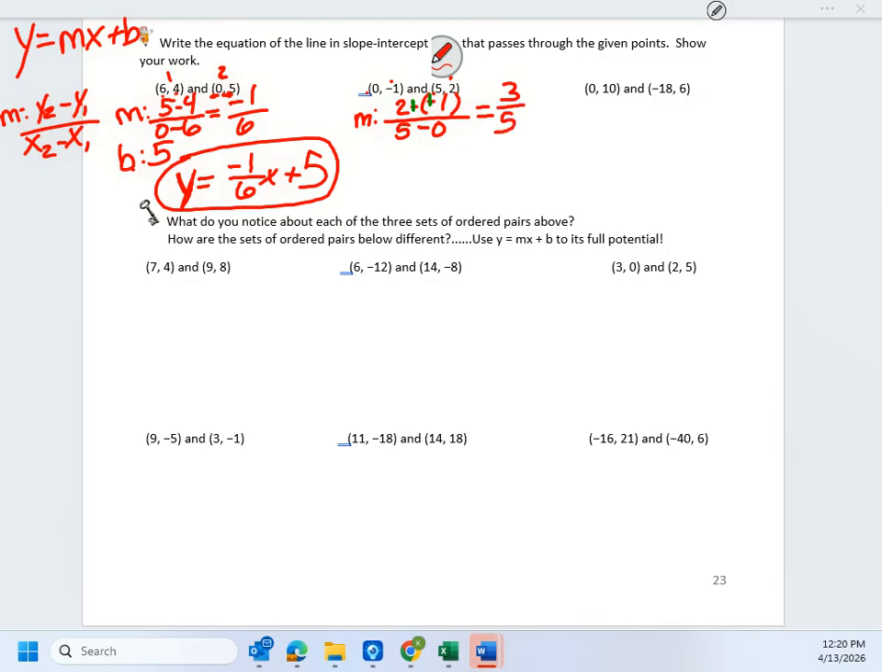2 minus a negative 1 is 2 plus 1, which is 3. 5 minus 0 is 5. What do I always have to check when I have my slope? What important thing was my final step? What do I have to check, Colton? Simplify. Can I simplify this one? No. You will have some slopes that you have to simplify.